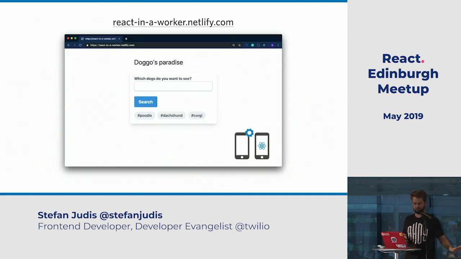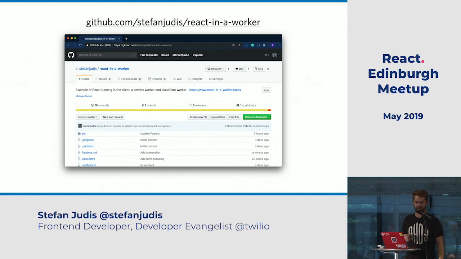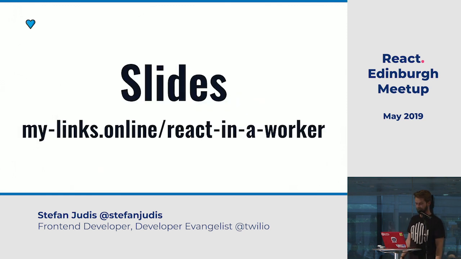All right, so if you want to play around with this, reactinnerworker.netlify.com is the URL that powers the app without the Cloudflare worker. If you go to www.reactinnerworker.rocks, just because .rocks domains are very cheap for some reason, there it runs with the service worker, the React implementation and the Cloudflare worker. And if you want to play around with the complete implementation, you can go to my GitHub account. The slides are here.